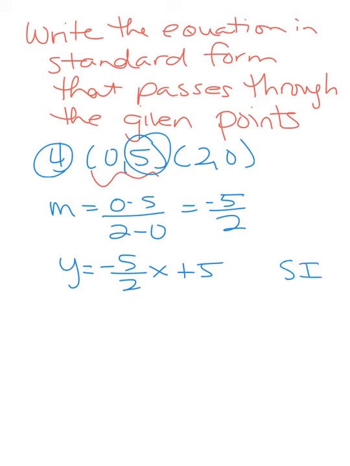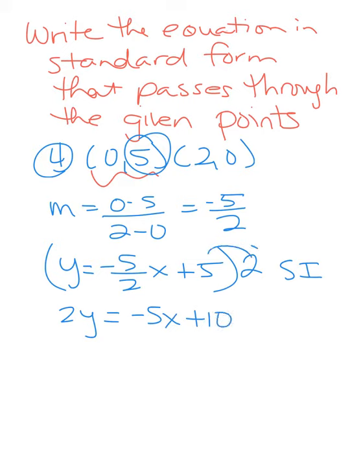And again, I notice that I have fractions, which I can't have. So I'm going to have to multiply everything by the denominator there, which is 2. So that gives me 2y is equal to negative 5x plus 10. Remember that 2 had to be multiplied to every term. Now I'm getting closer again.